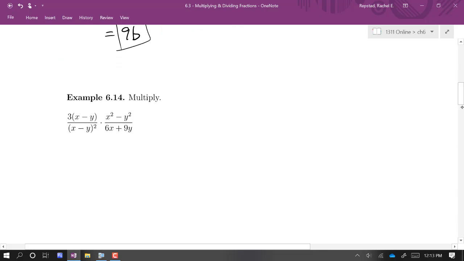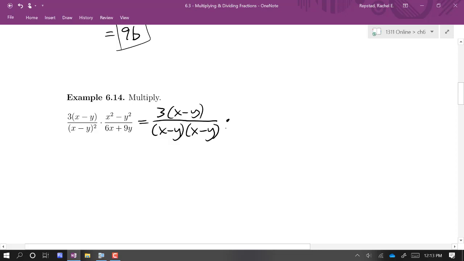This next one, we do have a little bit of factoring to do. Some of the factoring's already done for us, right? Like in the first fraction, everything's factored. But in the second fraction, we have some factoring to do. So I've got 3 times x minus y, and on the bottom, x minus y squared. I'm actually just going to write that as x minus y times x minus y.